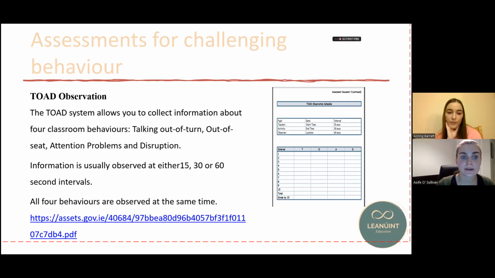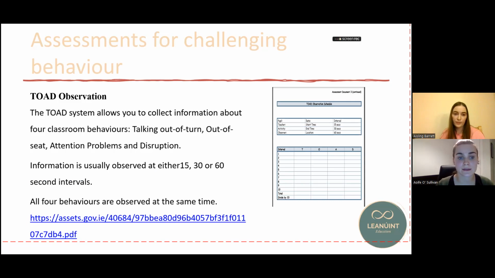Another observational tool here is the TOAD observation checklist, and the TOAD system allows you to collect information about 4 specific classroom behaviours, and that is derived from the title. So talking out of turn, out of seat, attention problems, and disruption. And this one is particularly useful if you are supporting a child that has difficulties in these 4 areas.